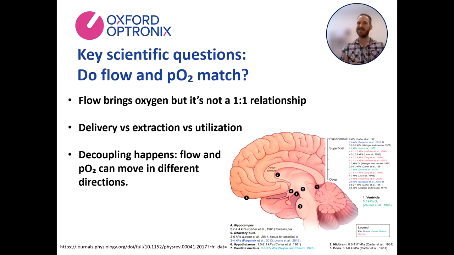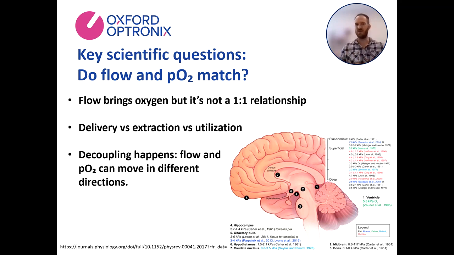And the answer is not reliably. Flow brings oxygen, but it's not a one-to-one relationship. Tissue PO₂ depends on delivery, of course, but it also depends on extraction, diffusion distance, capillary recruitment, hemoglobin dynamics, and metabolic demand. So you can see flow improving while PO₂ barely moves, or PO₂ dropping without a dramatic flow change.